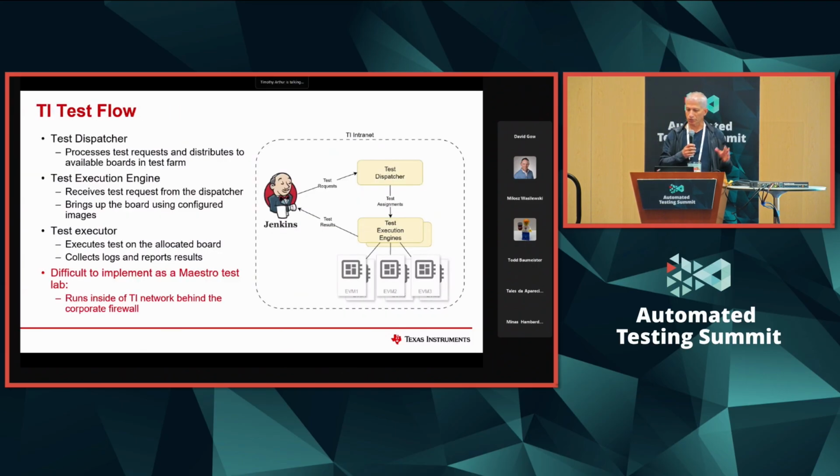A little bit about our internal test flow. We have a test farm with a lot of boards in there. These boards are connected to computers. We call them test execution engines. We have a centralized server that is capable of receiving test requests and allocating boards to run those tests. Once the test is finished, those results are reported. And we have Jenkins services where the automation decides what tests need to run and controls this. All of this is running inside of the TI intranet. We have no access from outside.